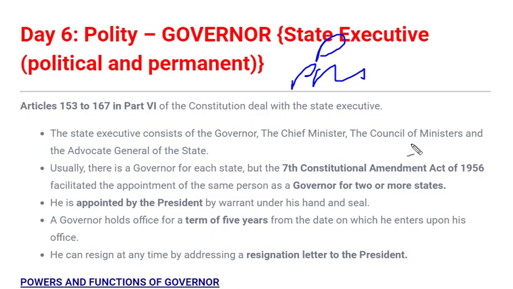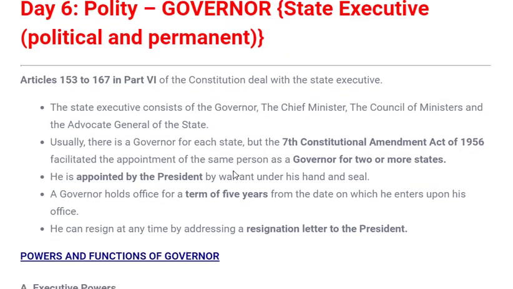And the Council of Ministers are appointed by the Governor at state level and the President at central level, with the consent of the Prime Minister at central level, whereas with the consent of the Chief Minister at state level. So this is how all these positions are filled or selected.